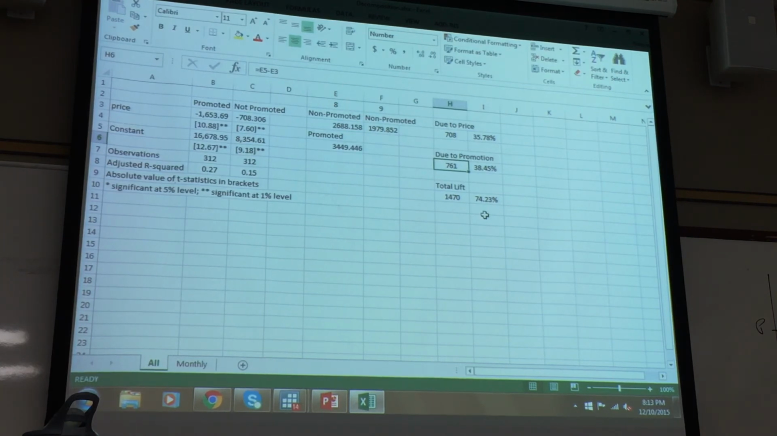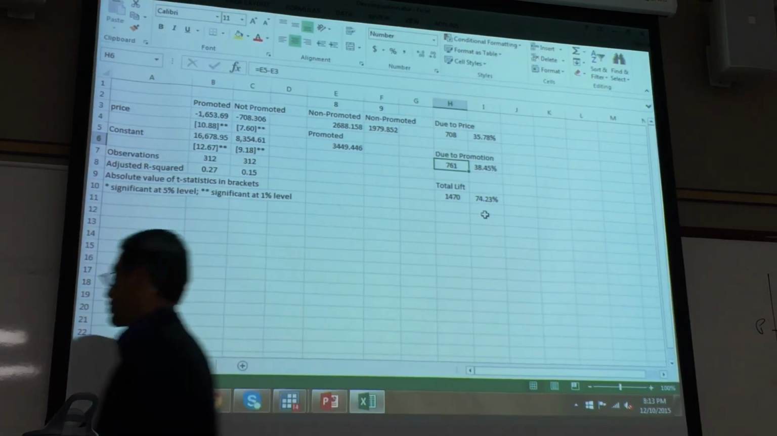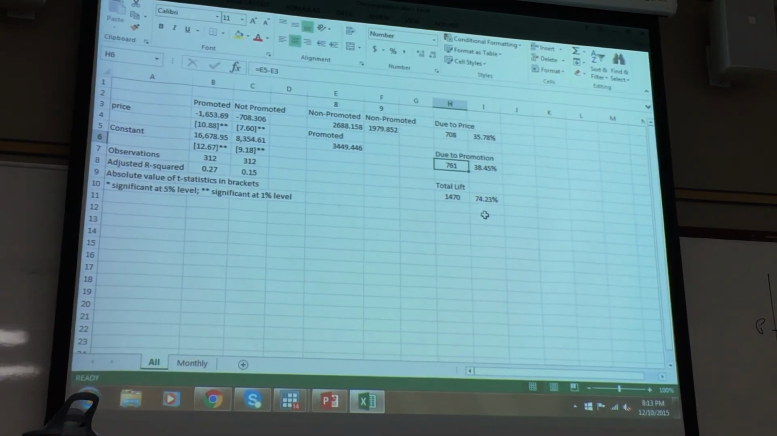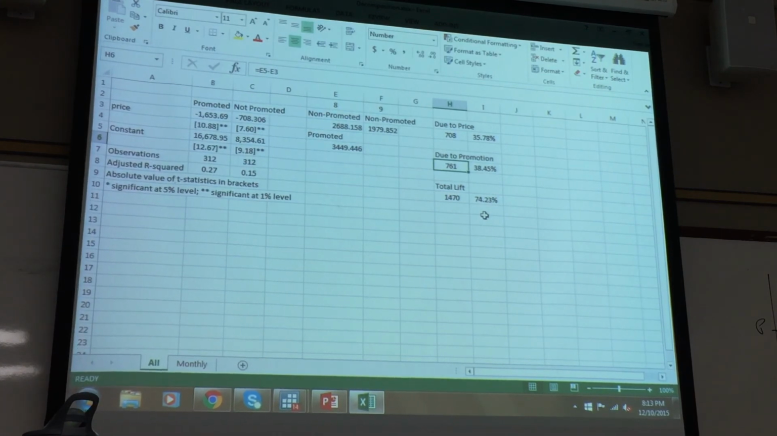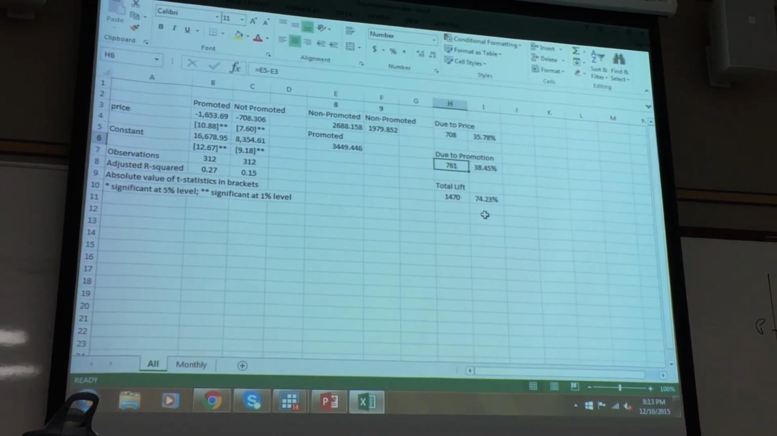You've done it with margins? These words. Margins. The whole point of margins is it'll predict for specific prices, right? So we could have done that. But the key is, again, understanding the decomposition itself. Isolating the effect due to price and the effect due to promotion.